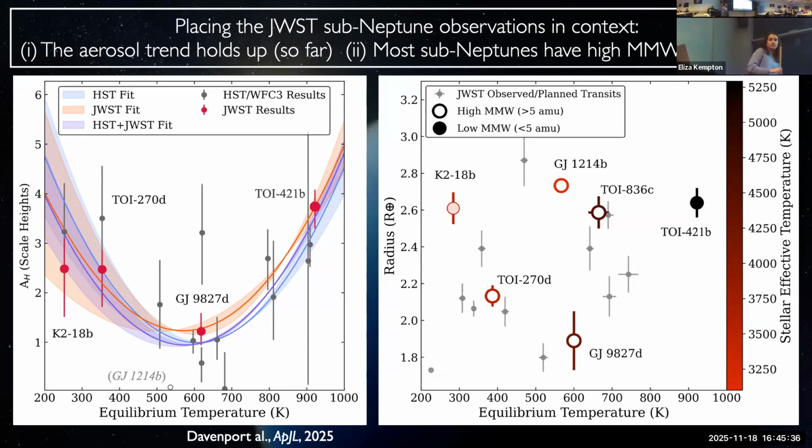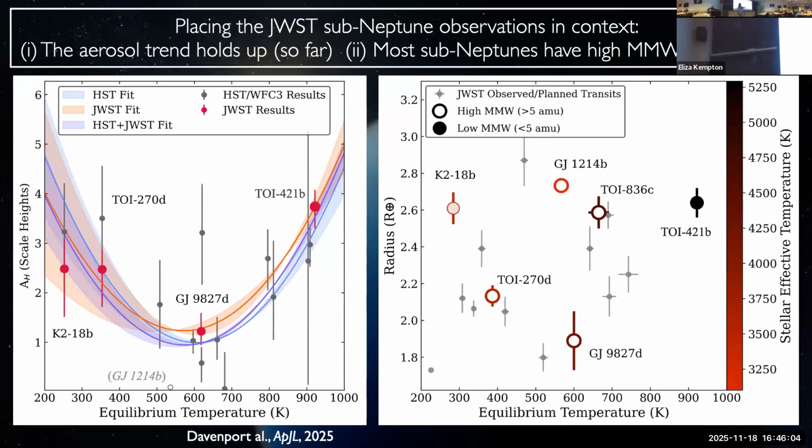And then these high mean molecular weight atmospheres also seem to be a fairly common outcome. High metallicity, high mean molecular weight atmospheres seem to be a common outcome for the sub-Neptunes that we've studied. So everything shown in that open circle has an inferred high mean molecular weight greater than 5 atomic mass units. So that's something like at least 100 times solar metallicity.